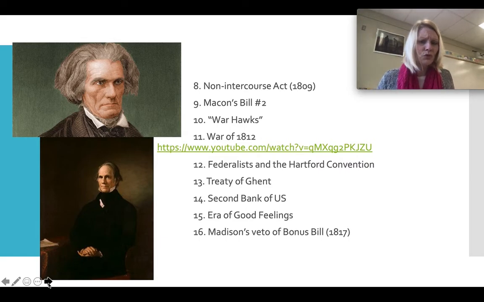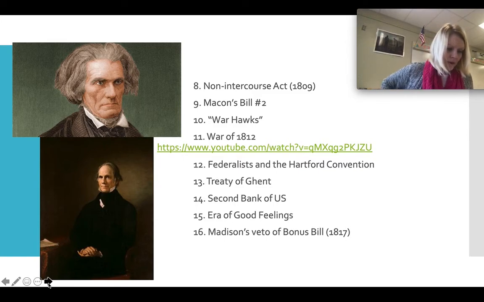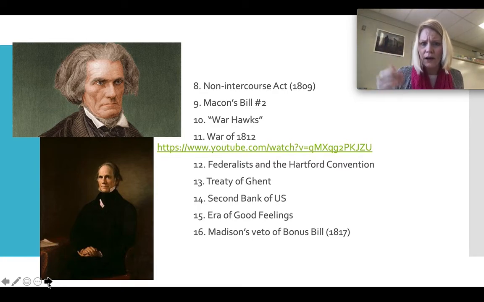Macon's Bill Number 2, this was just another act. It forbade French and British warships from entering U.S. ports. So it kind of put a stop on trade.